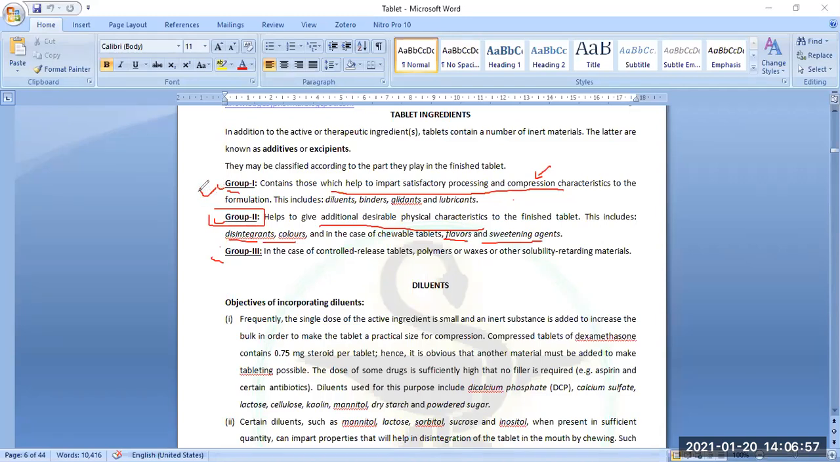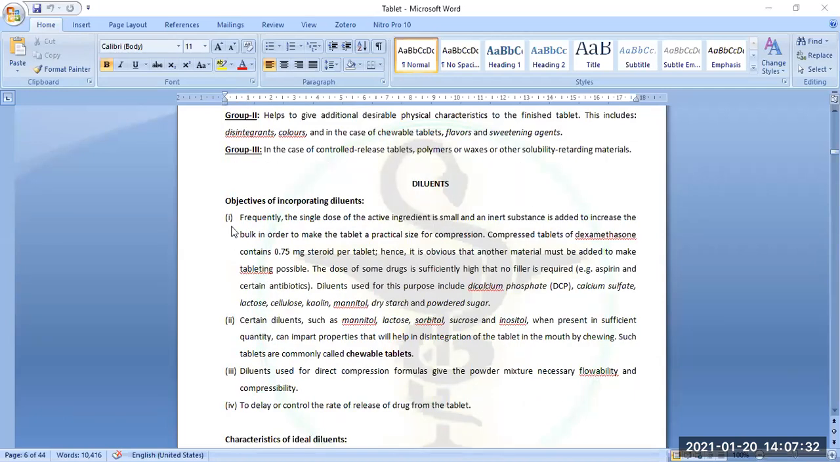This is not an official classification. We can classify as per our requirement. This classification into groups one, two, three is not official, but for study purposes we can classify ingredients into three groups. In the third group, we can add ingredients for specific drug release, like polymer, controlled release polymer, wax, and solubility enhancement material. So these are the three groups into which we can classify all the ingredients used in a tablet formulation.